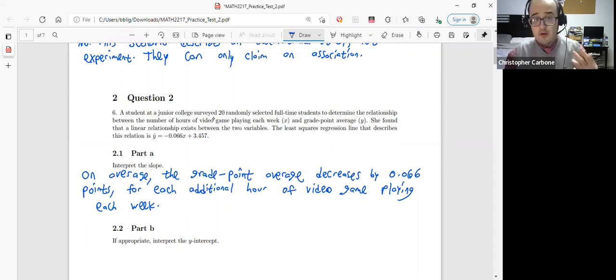Connected to that, part B wants to interpret the y-intercept, right? Now, I didn't give you any data, so you can't see if any data points are near 0, but if someone doesn't play any video games, a GPA of 3.457, there's certainly no issue with that. So this is definitely something that can be interpreted.